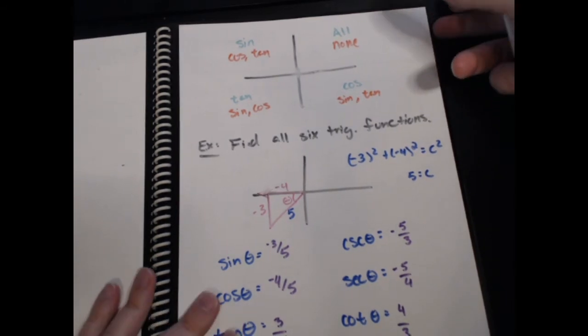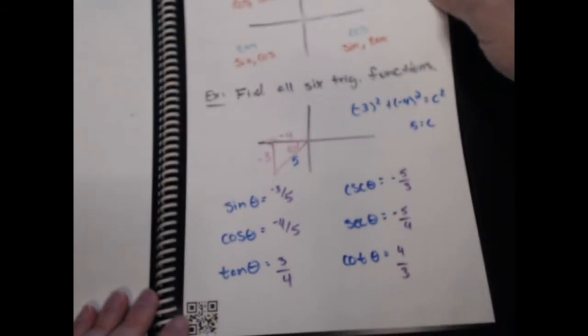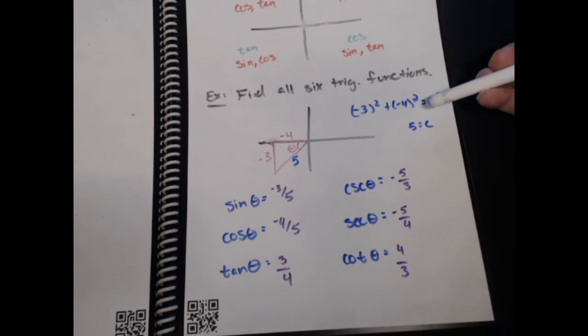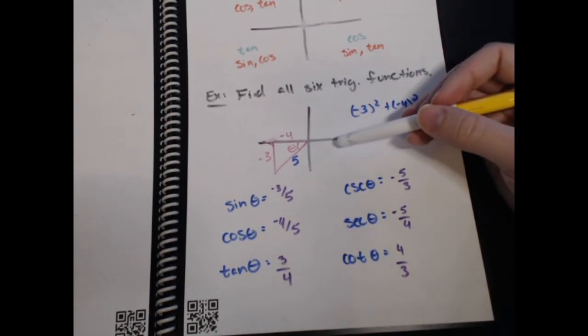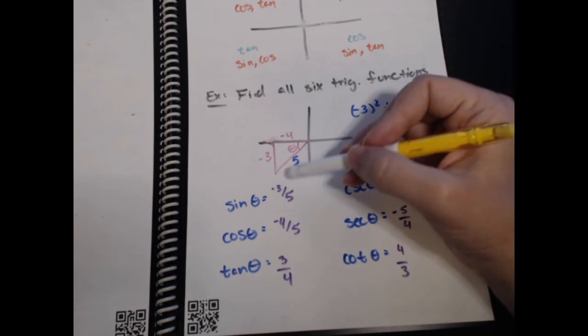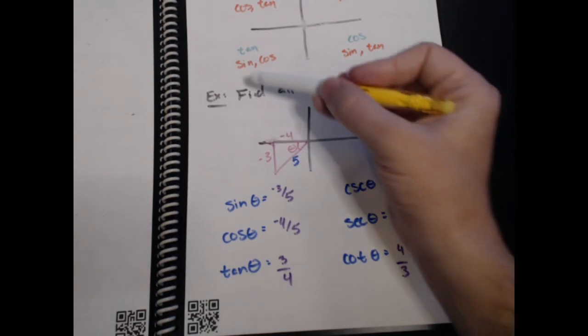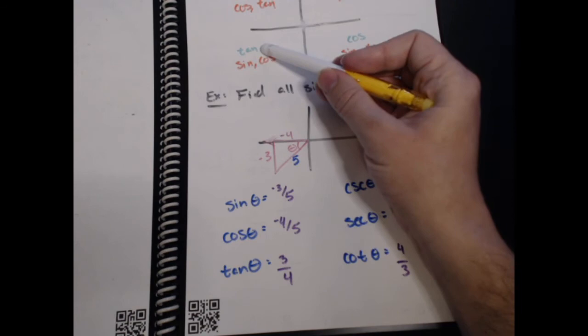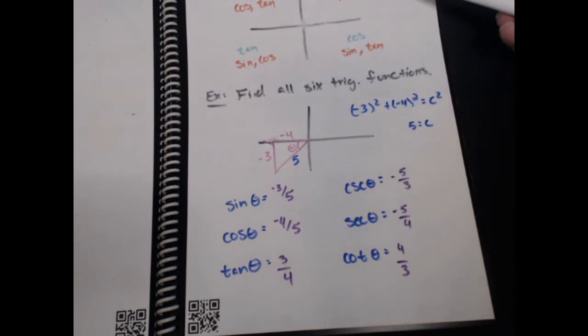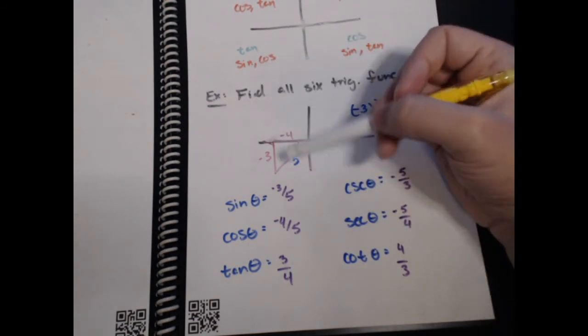So the reason that's important is when you're working with a triangle that says find all 6 trig functions, and they have it written on a coordinate plane, if it's in quadrant 3, you know sine and cosine should be negative and tangent should be positive automatically from the get-go. So if one of those things doesn't line up, you know you goofed.